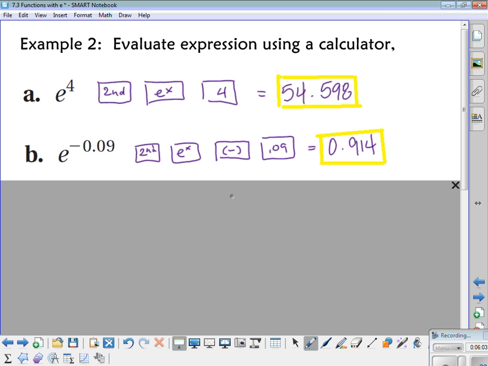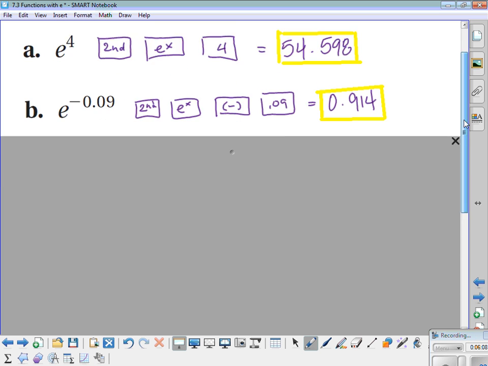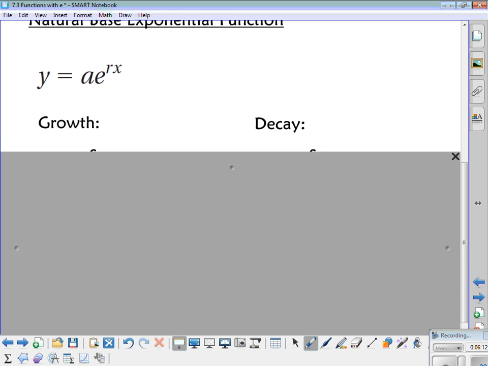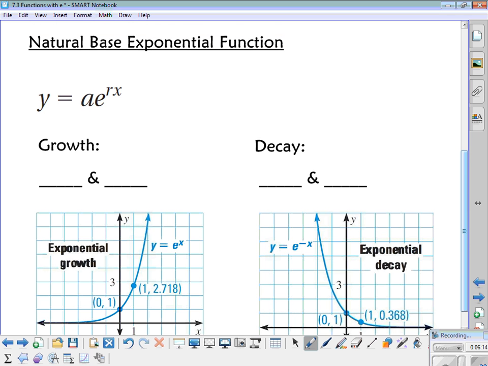Okay, so now let's talk about graphing them. Your favorite part, I know. I did say graph. Okay, so the natural base exponential function.